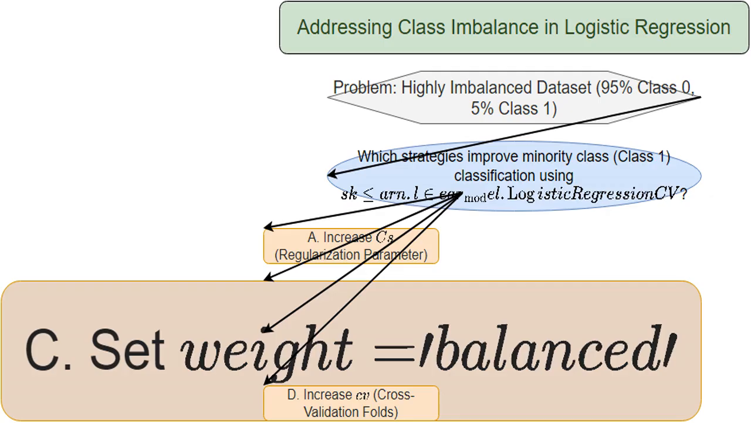It can directly address the class imbalance problem by using the class_weight equals balanced parameter. This tells LogisticRegressionCV to automatically adjust the weights given to each class during training. The minority class gets a bigger weight, ensuring the model pays it more attention. This is a super effective approach.